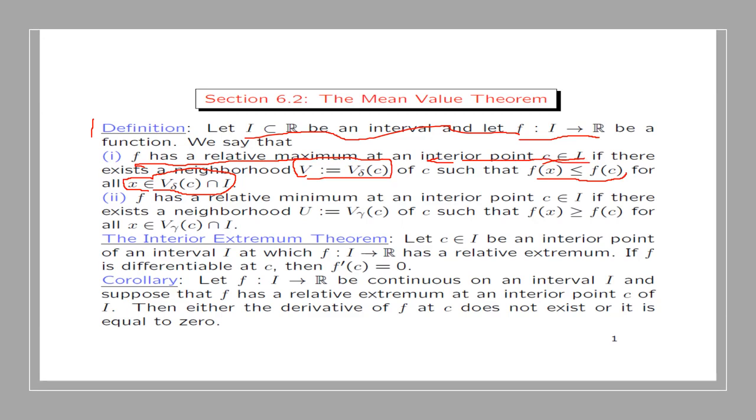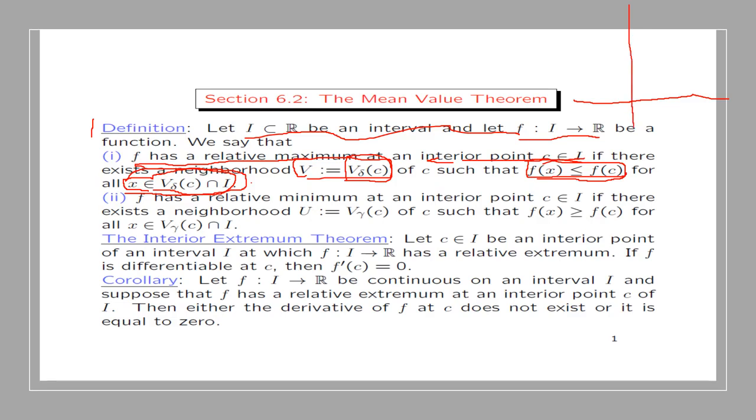So we say that f has a relative maximum at an interior point C in I if there exists a delta neighborhood V delta of C such that f of x is less than or equal to f of C for all x in the intersection of the delta neighborhood V delta of C with I. Let me try to illustrate this by means of a picture.